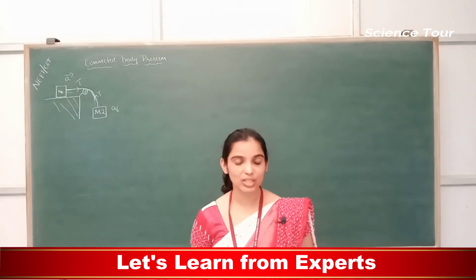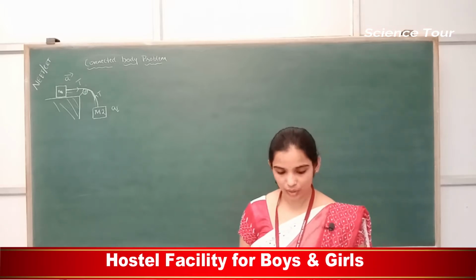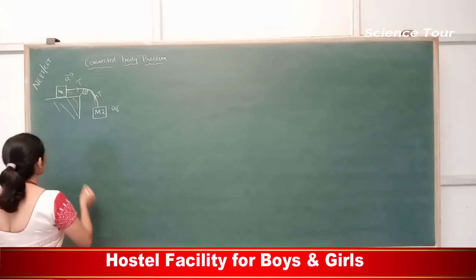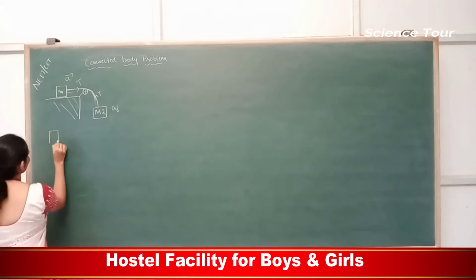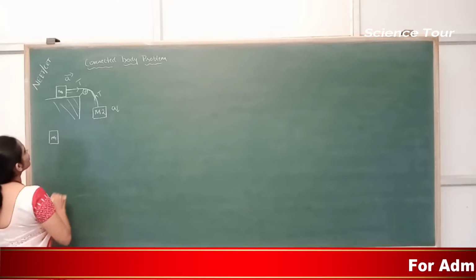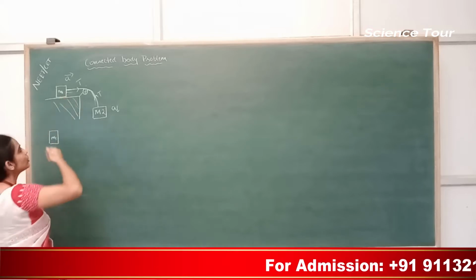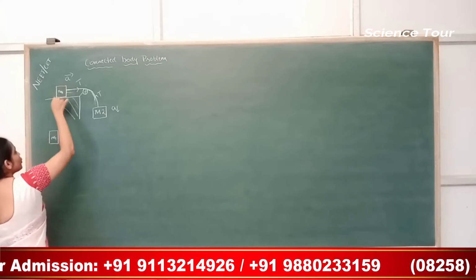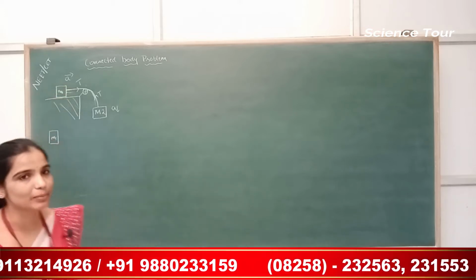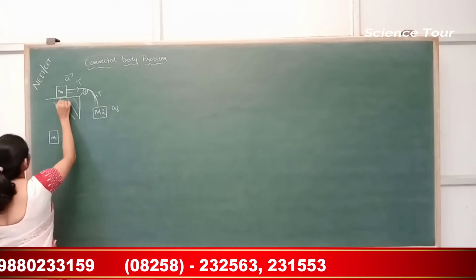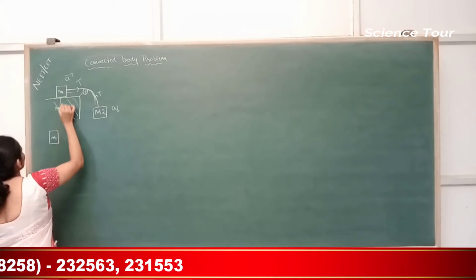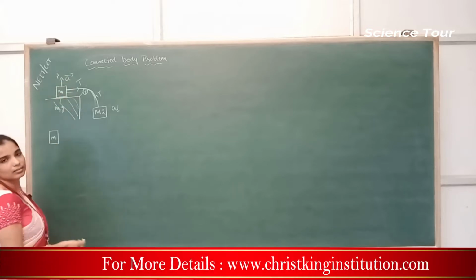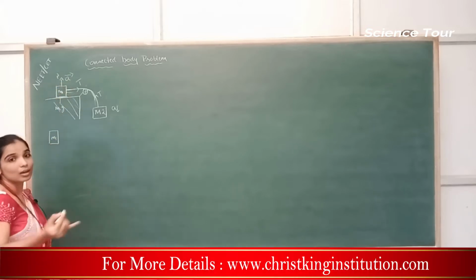What is the acceleration and tension acting on the string? If you are going with the plain method, then find the free body diagram of M1. What are the forces acting on M1? Vertically you don't have to consider them because they are balanced. The vertical forces on M1 are balanced. What I am trying to tell you here is that the weight of M1, M1 into g, is equal to the normal force acting here. So vertically they are balanced.